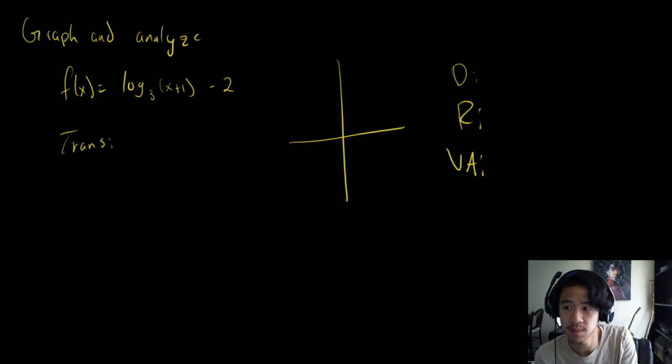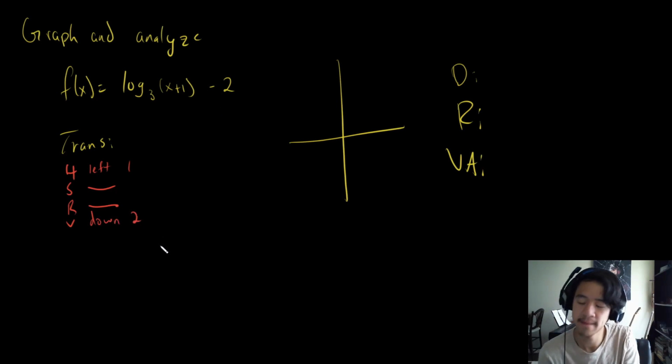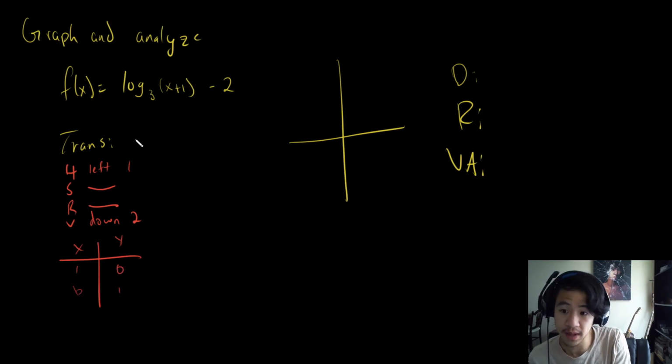All right, so here's our first example. We're going to want to start this like we always do with writing the transformations. So we have h, s, r, v. So first, we have any horizontal shifts? We do. We have +1 on the inside, so that's a left 1. No stretches, no compressions, no reflections, but we do have a vertical shift down 2 because we have a -2 on the outside. So now we need to write our parent function. So we got x and y. So we have 1 and 0, and then b, 1. So b is equal to 3 in this case, because we got a base of 3.